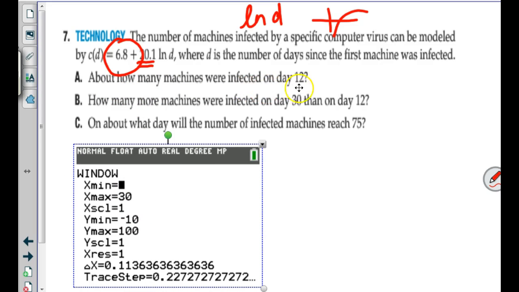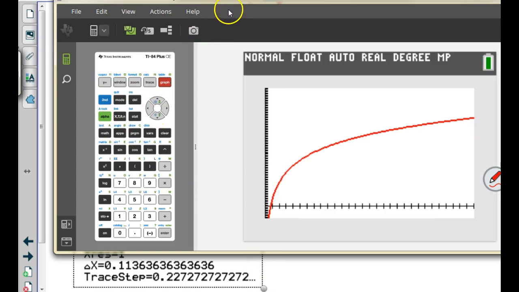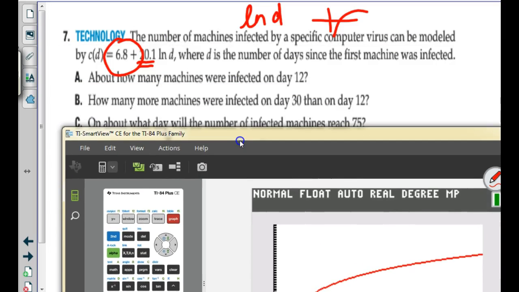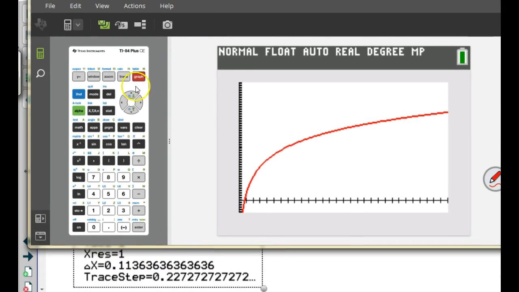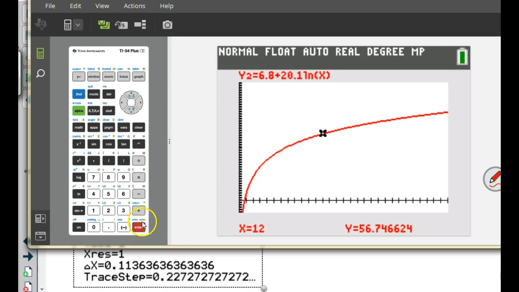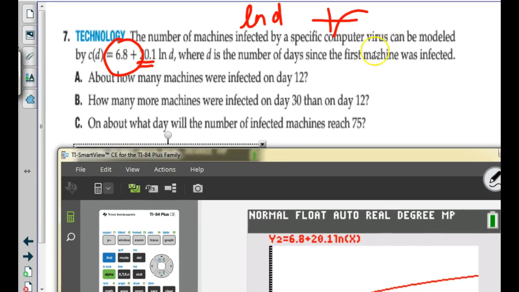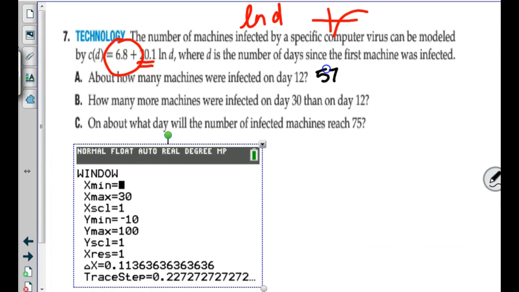About how many machines were infected on the 12th day? This is the rate at which, what did it say was growing? Computer virus. So we would trace to the 12th day and say about 57 machines roughly. Can anybody trace out to the 30th day? That's got to be in your window, or look at the table.